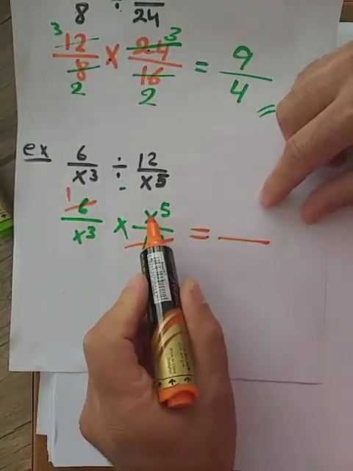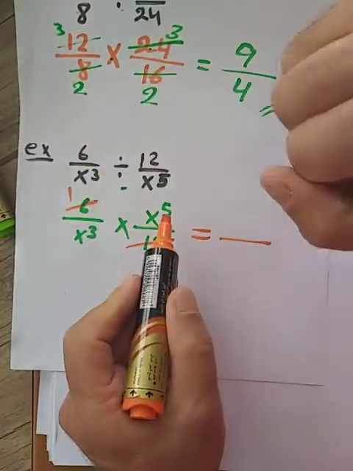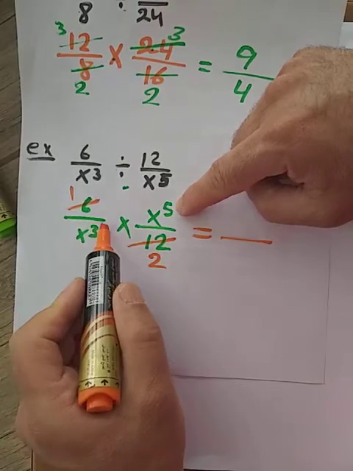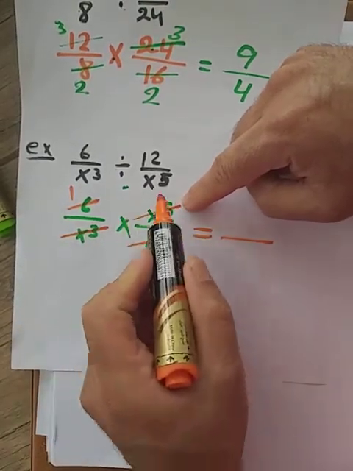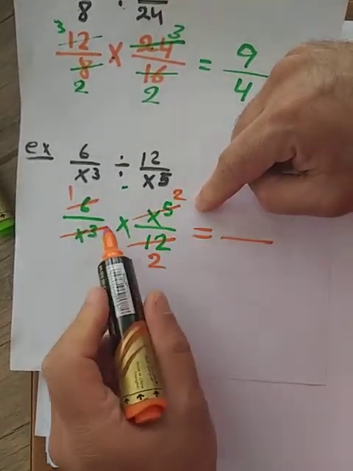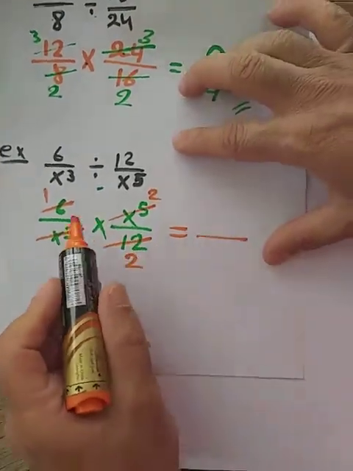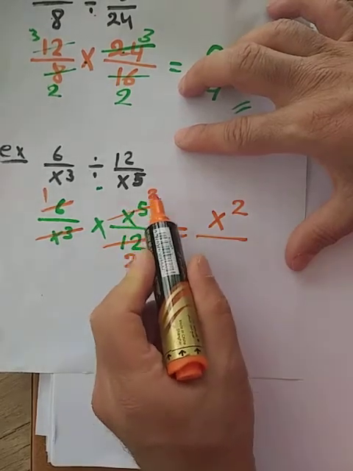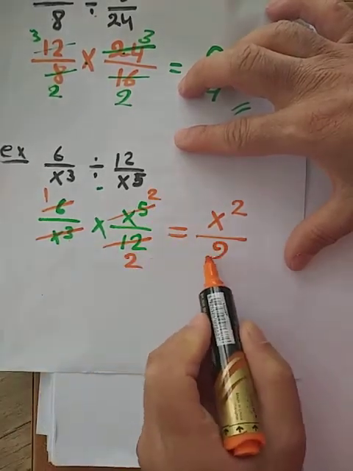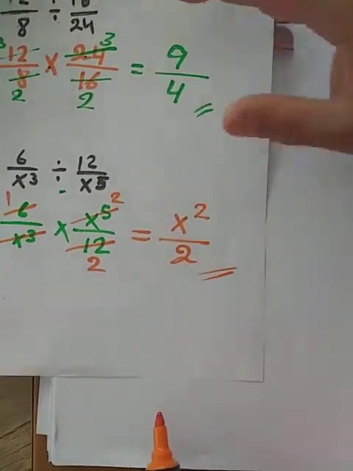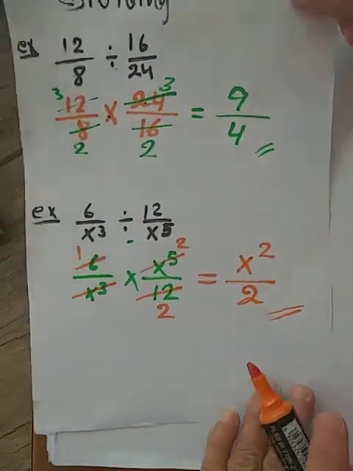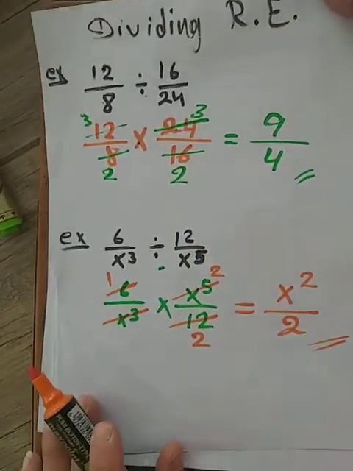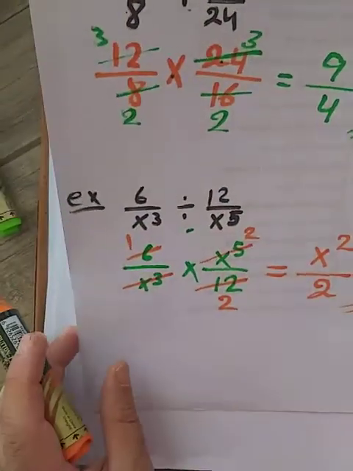How many x do you have in the numerator? 5. We have 5 x's and 3 downstairs. We can cancel this one, remainder only 2. 5 minus 3, 2. Then what do you have now in the numerator? X to the power 2. And in the denominator we have 2. This is the answer of simplifying a rational expression. Another example.